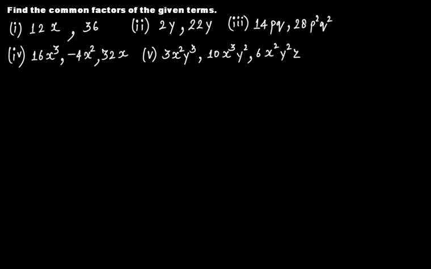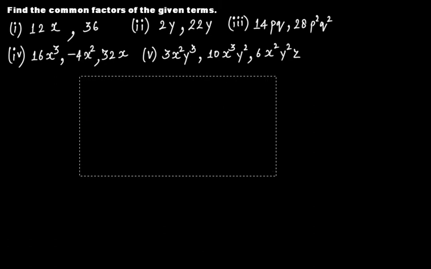The next one is 2y and 22y. Now again, 22y can be written as 2 multiplied by 11 multiplied by y. The prime factor form of 22 is 2 multiplied by 11. And 2y is 2 multiplied by y. So clearly the two factors 2 and y are common and the common factor is therefore 2y, right?